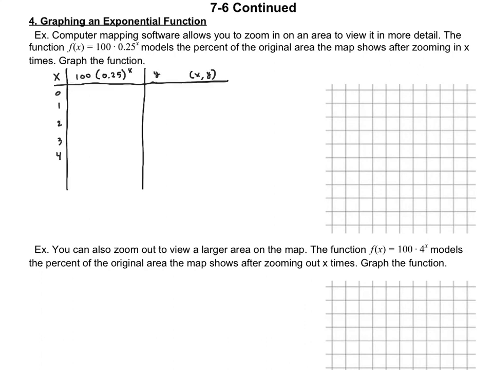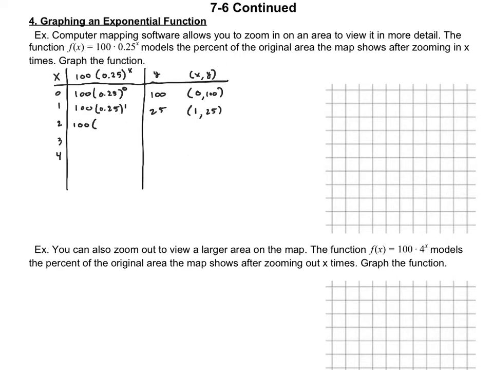We're talking about the percentage of the original area the map shows after zooming in. Okay, I'm going to start off at 0. So we have 100 times 0.25 to the 0 power, which is going to give me 100. And that gives me an ordered pair of 0, 100. And then I have 100 times 0.25 to the first, which is going to give me 0.25 times 100, which is 25. So I have an ordered pair of 1, 25.